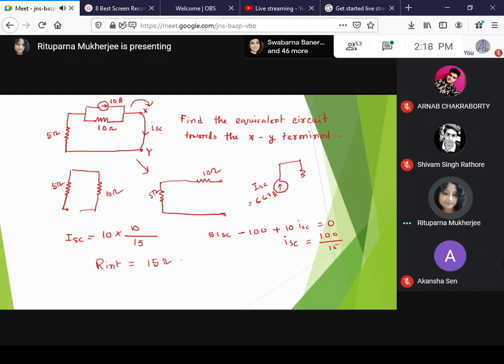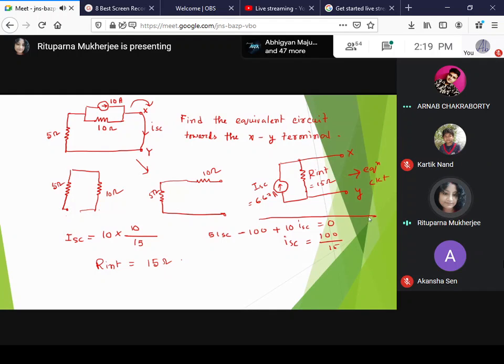Next is connected Rint, which is 15 ohm. It's connected, and the XY terminal is not given. So this one is X, this one is Y. This is my equivalent circuit. So is it clear? Yes, ma'am. Okay. Then try to do the next example.